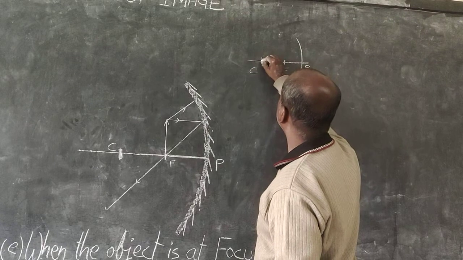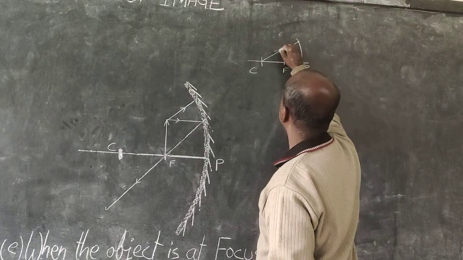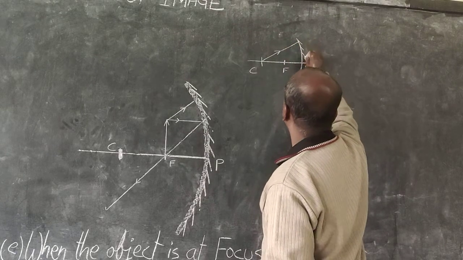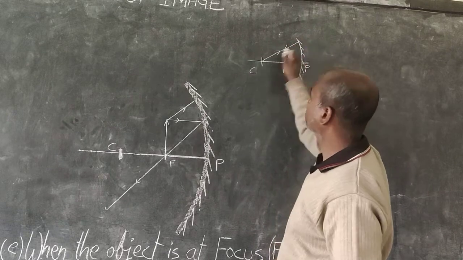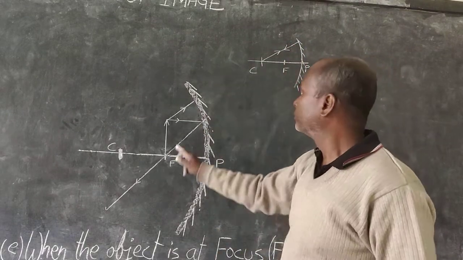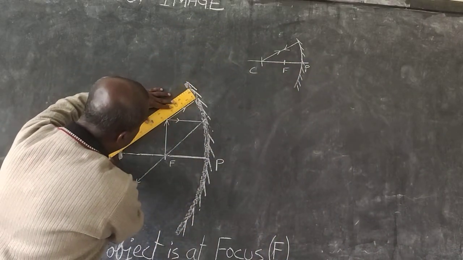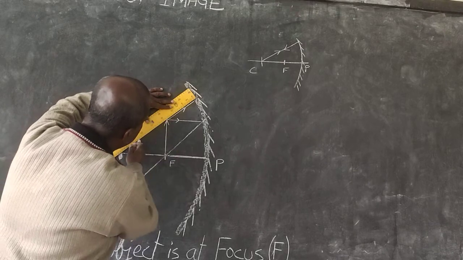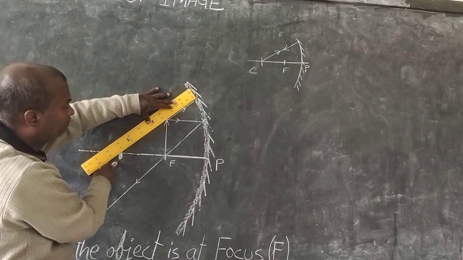If any ray is incident from the direction of the center of curvature onto the mirror, then the reflected ray also will be in the same line. Remember, this particular rule we will use here. So, this particular ray that I have taken, where is it coming from? The center of curvature position.